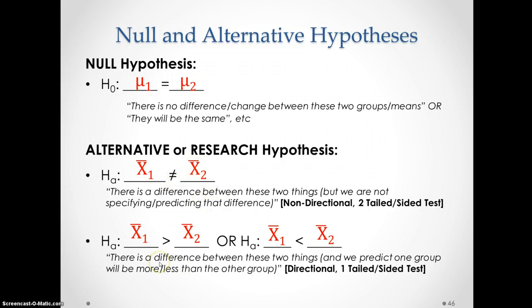And then if you have a directional alternative or research hypothesis, then you would say the mean of the first group is greater than the mean of the second group, or the mean of the first group is less than the mean of the second group.